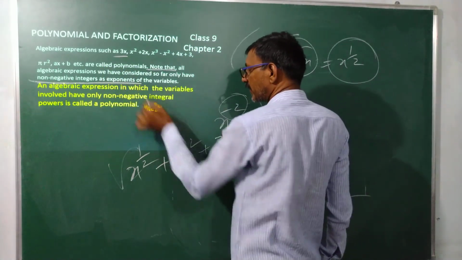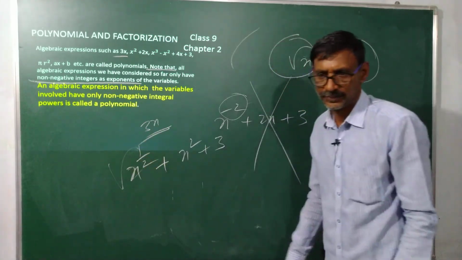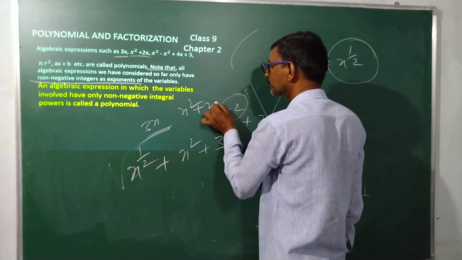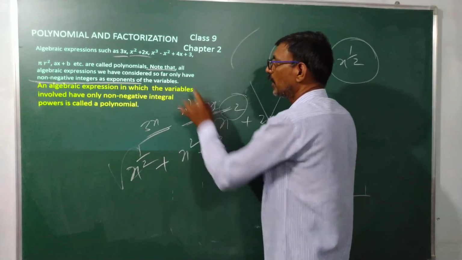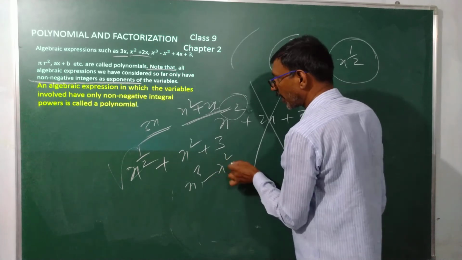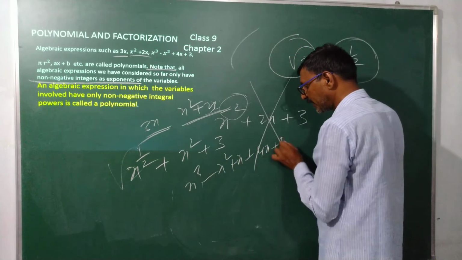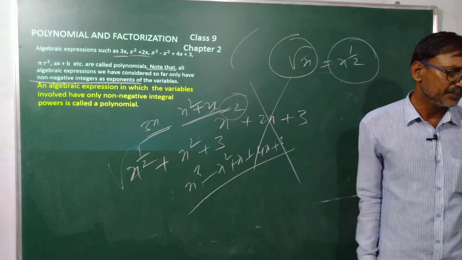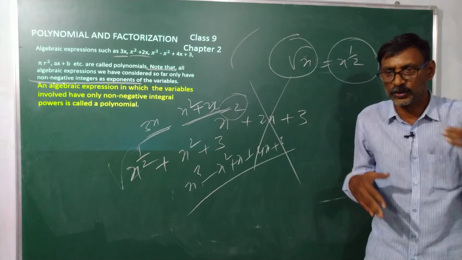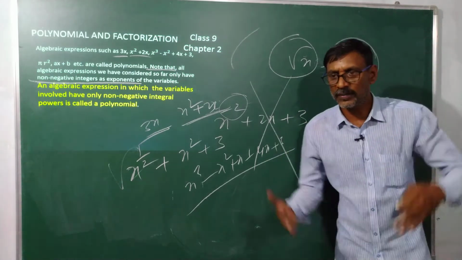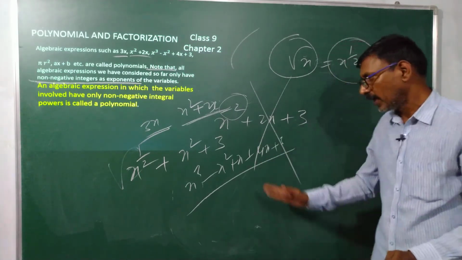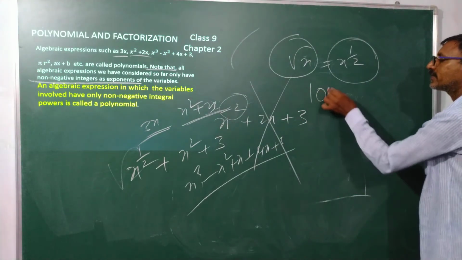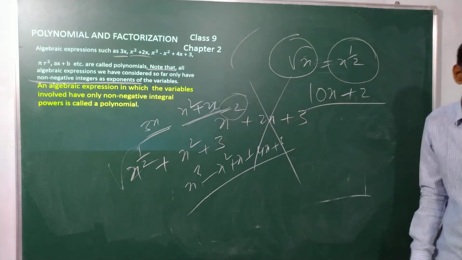Here, taken 3x, this is single. If you take two terms, x square plus 2x, it contains two terms. If you take x cube minus x square plus x plus 4x plus 3, how many terms are there? 1, 2, 3, 4, 5 terms are there. So the algebraic expression contains one term, two terms, three terms, four terms, whatever it may be. Here a very important point: 10x plus 2 is my algebraic expression.